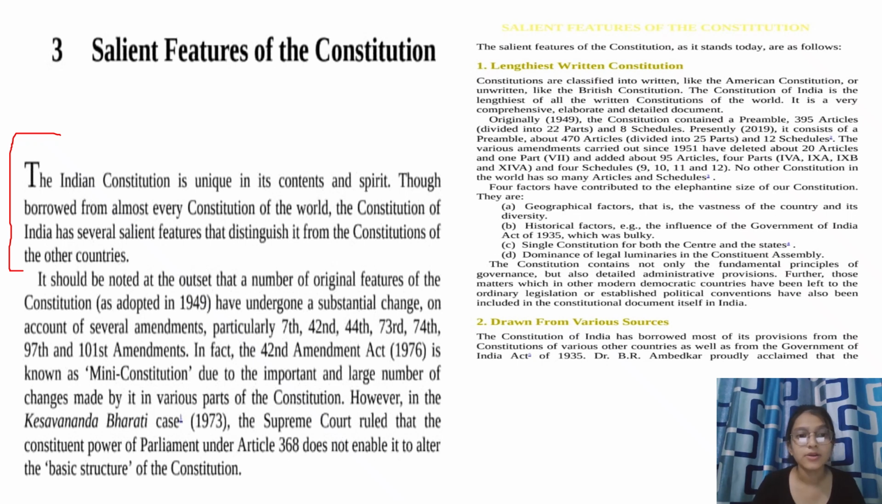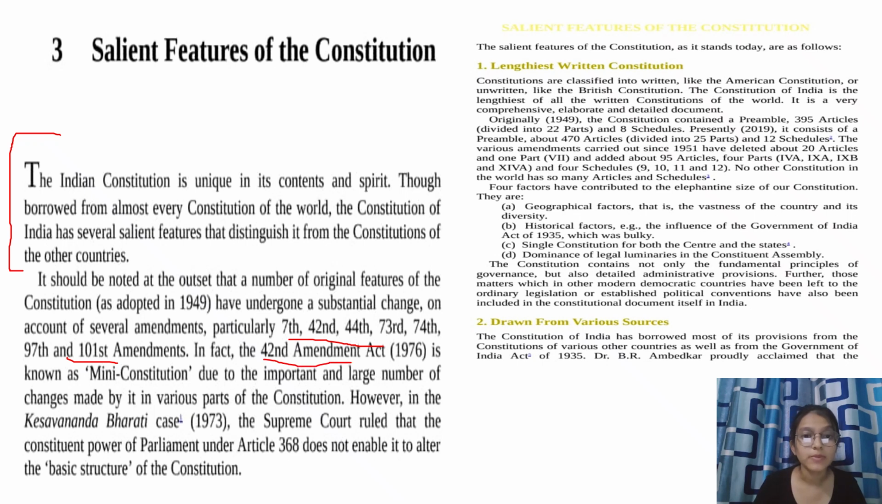It should be noted that at the outset, the original features of the Constitution adopted in 1949 have undergone a substantial change on account of several amendments. So these are very important amendments that play a big role when we talk about the historical background or the nature and features of the Indian Constitution, which you can write down in your copy.